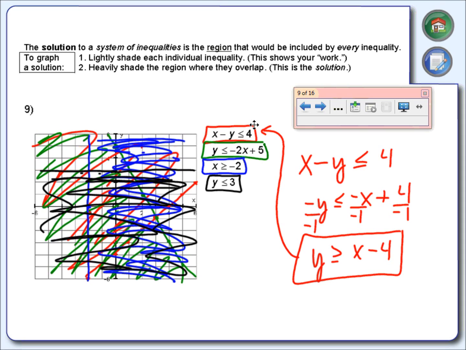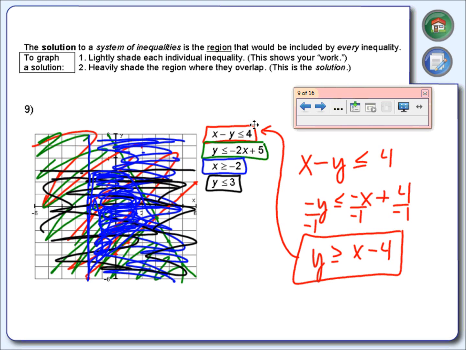Come on up. I need you to darken in the area where all 4 overlap. It's kind of hard to tell with ours. Hopefully you can find it in there. Where do all 4 overlap each other? Darken in that part. All right, so that's that funny looking shape there. There you go.